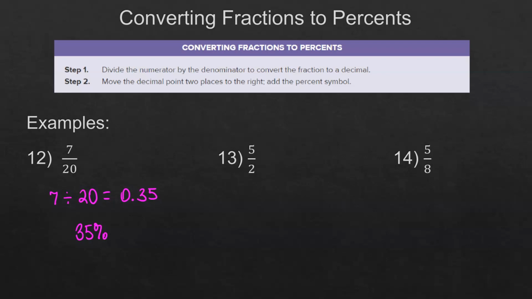On the second one, we're going to take the 5 divided by 2. Remember, we start at the top, the numerator divided by the denominator, top to bottom. So 5 divided by 2 is 2.5. And then we move the decimal 2 places to the right and put our percent symbol on there. So it is 250%.